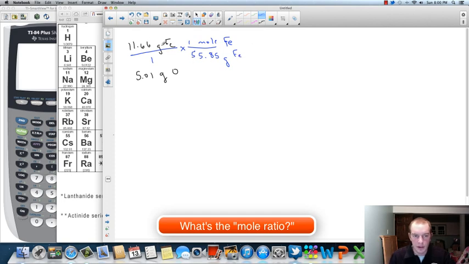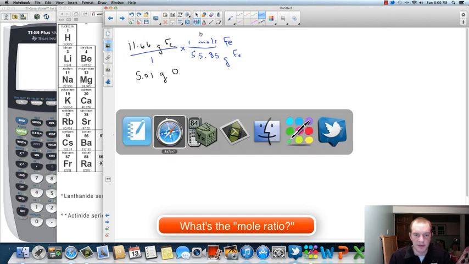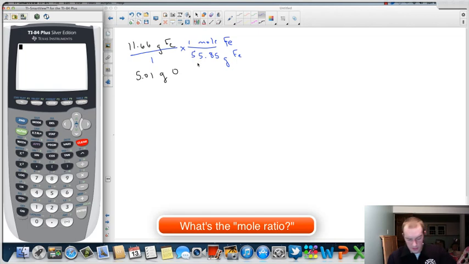Now if we go to our calculator, we can see it's 11.66 divided by 55.85, which works out to be 0.209. We should carry it to 4 significant figures because that's what we have here.